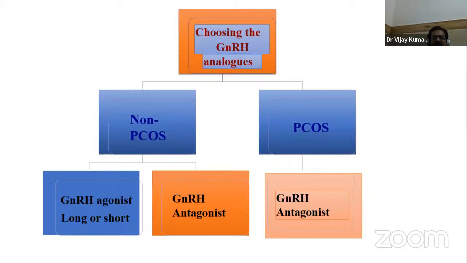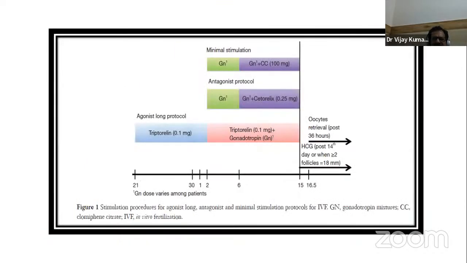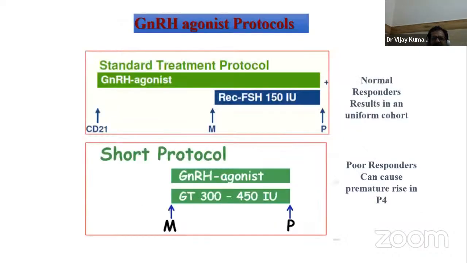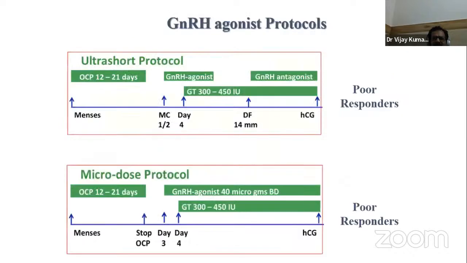Again, for the GnRH analogs, whether it is non-PCOS or PCOS patients, as I said, in PCOS patients it's better to use the antagonist rather than the agonist. Agonist can be used in non-PCOS patients where the AMH is very low. These are some of the regimens for usage of the gonadotropins and GnRH analogs, which will be too much for you, and this is entirely a different topic.